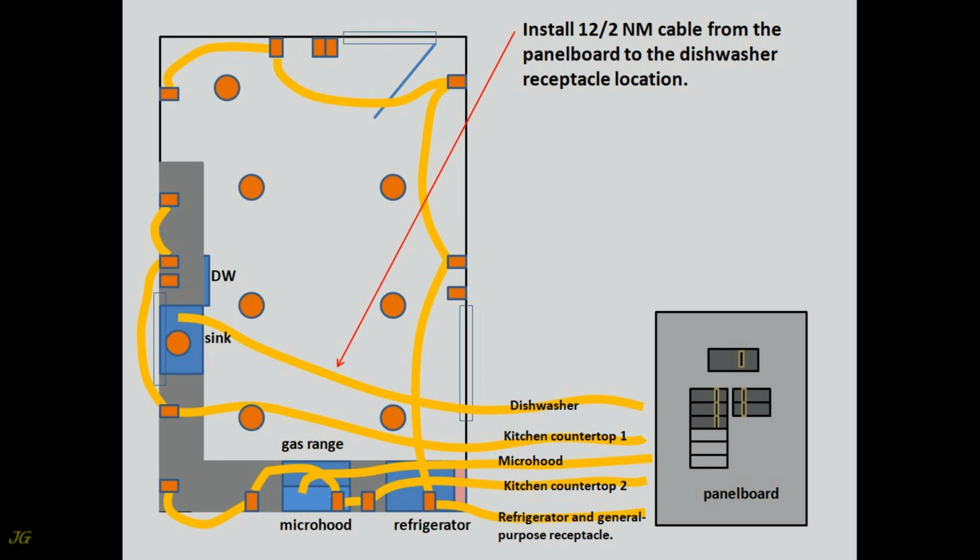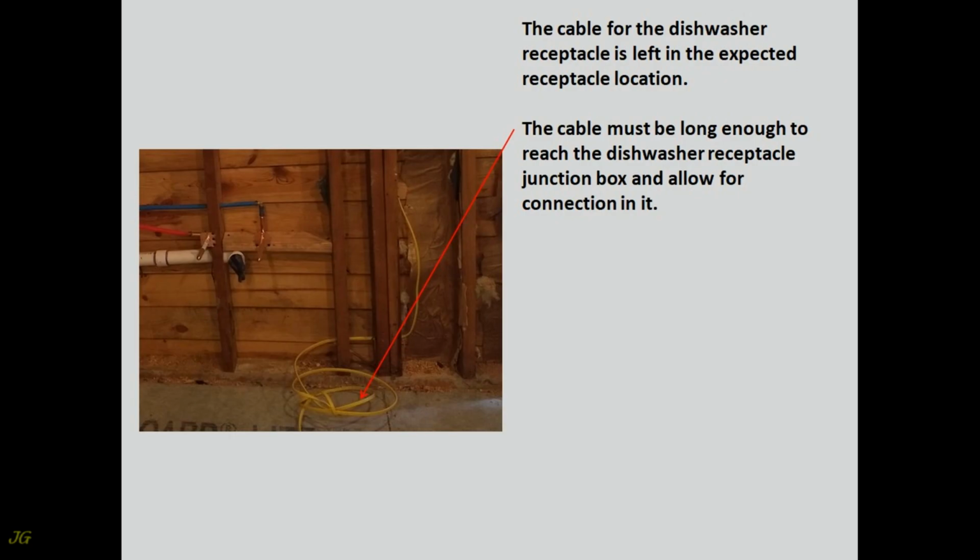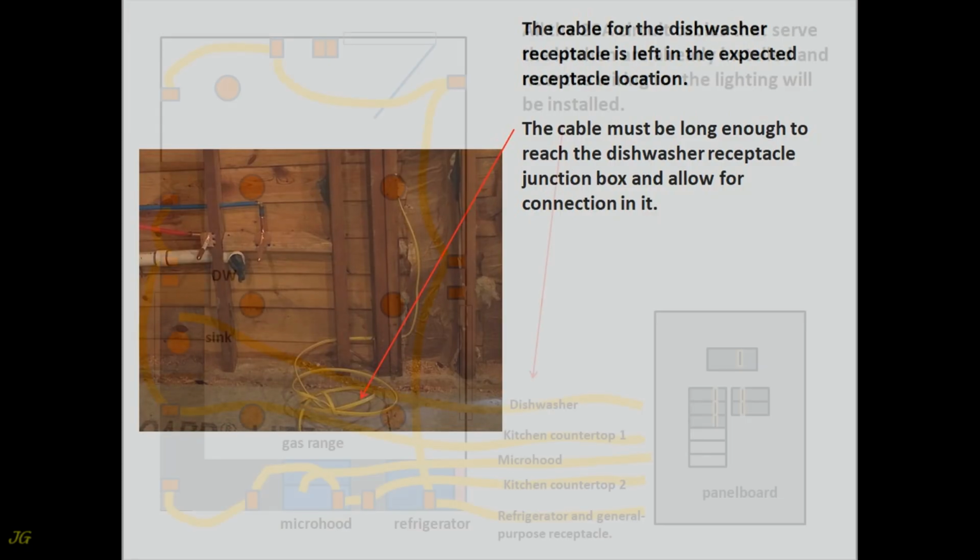Install 12-2 NM cable from the panel board to the dishwasher receptacle location. The cable for the dishwasher receptacle is left in the expected receptacle location. The cable must be long enough to reach the dishwasher receptacle junction box and allow for connection in it.